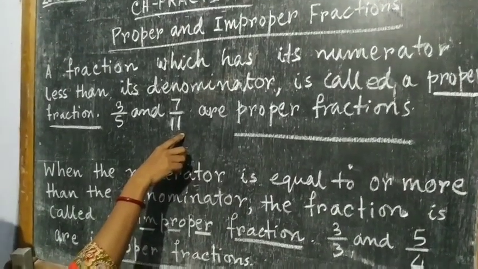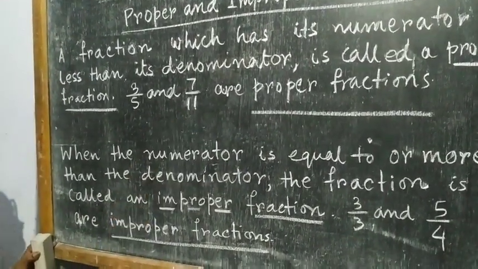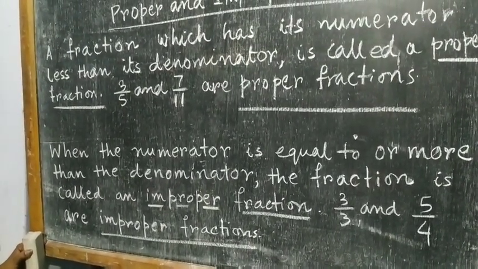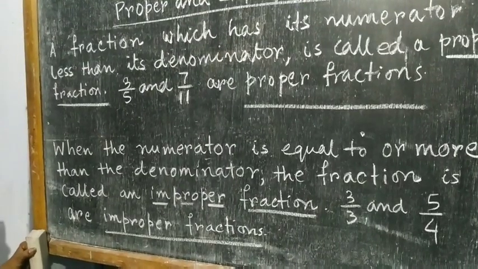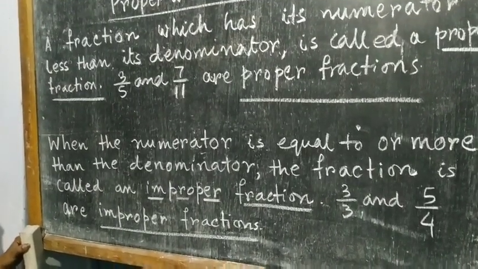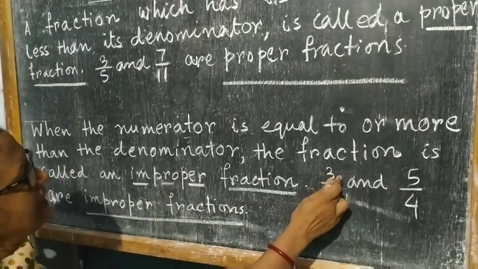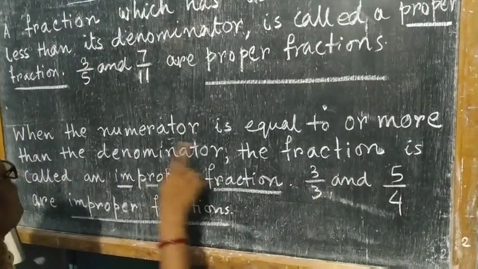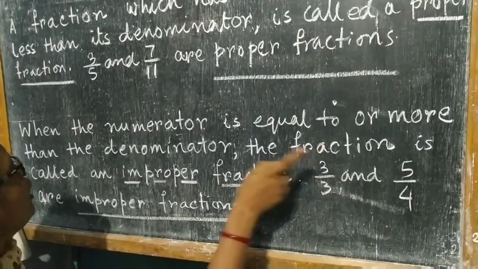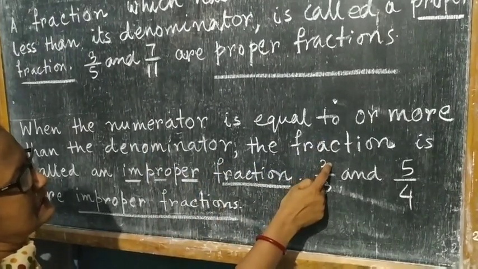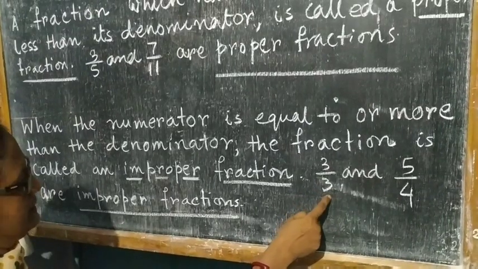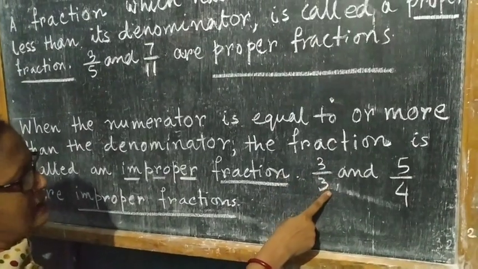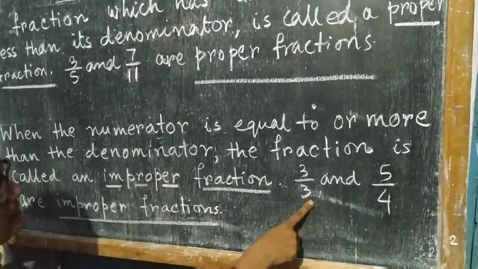Now what is an improper fraction? When the numerator is equal to or more than the denominator, the fraction is called an improper fraction. For example, see 3 by 3. 3 is the numerator and 3 is the denominator. So here the numerator is equal to the denominator. What will be the value of 3 by 3? It will be 1. So it is an improper fraction.